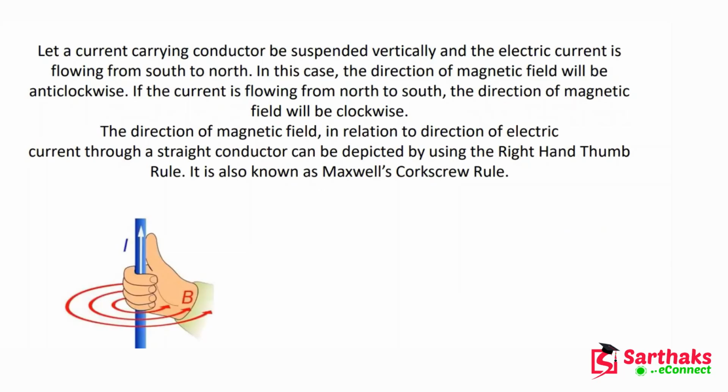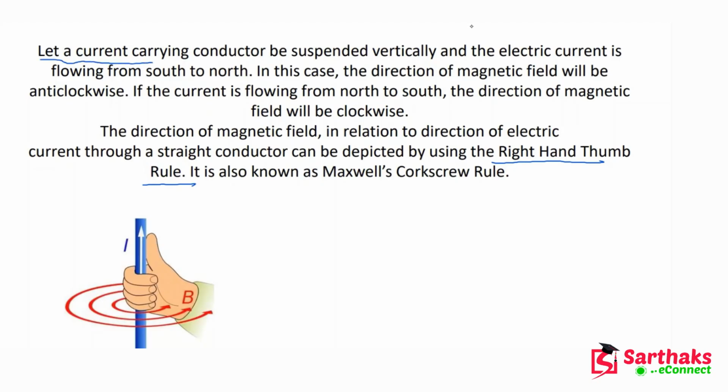So guys, it is very difficult to find out the direction because we have to do one of two things: either we have to learn the direction by heart or we have to apply some logic. So basically there is a rule which we call the right hand thumb rule. And with the help of this rule, we can easily find out the direction of magnetic field lines. So let's talk about what this rule is about.